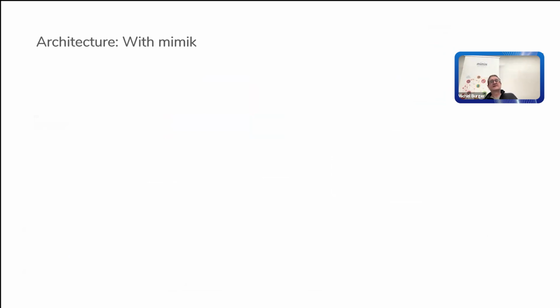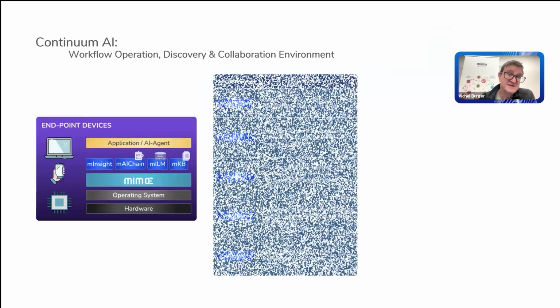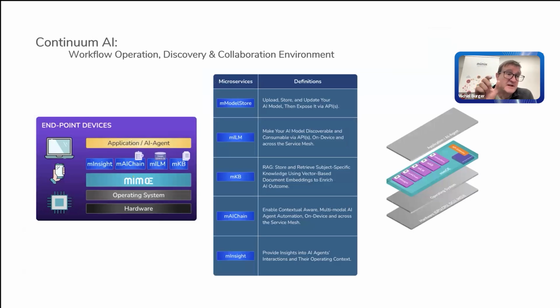So what does Mimic provide? At Mimic, we're not just talking about agentic AI, we're making it real, scalable, and unstoppable. That requires building blocks. That's not just theory, but a framework that actually works. At the core of the building blocks, we have Mimic OS. That's the backbone of the agentic AI.